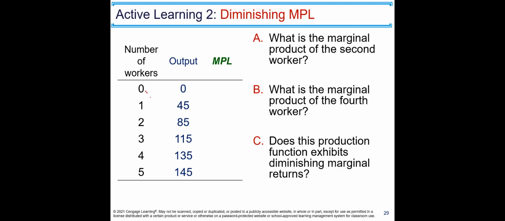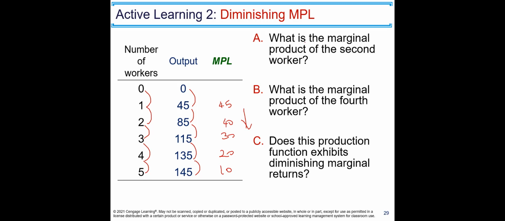So the marginal product of the first labor is 45. Why? Because change in output is 45. Marginal product of the second labor is the change in output, which is 40. And the third labor is again the change in output, which in this case is 30. And here the change in output is 20, and the change in output is 10. So as you see, marginal product of labor is going down. The first labor adds 45 units, second 40, third one 30, fourth one 20 additionally, and fifth one adds 10.